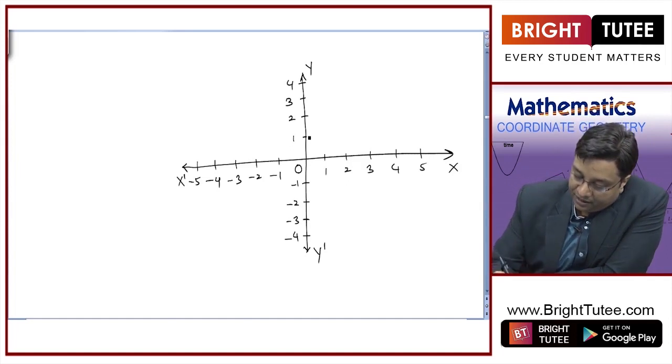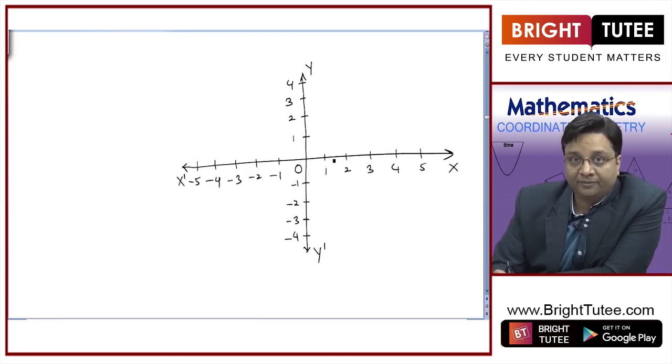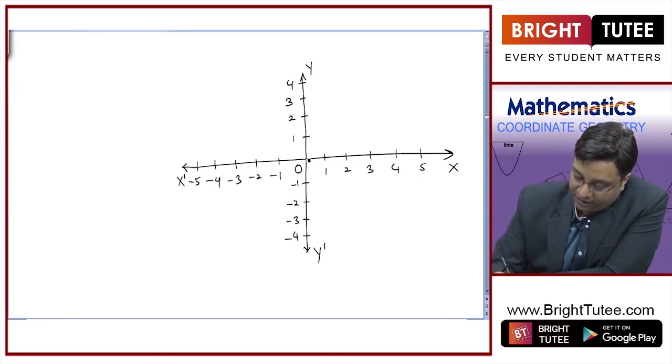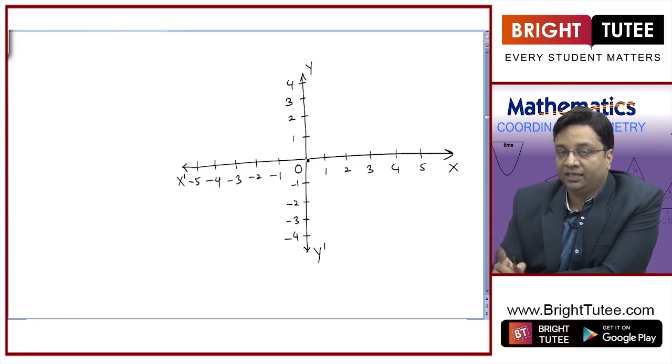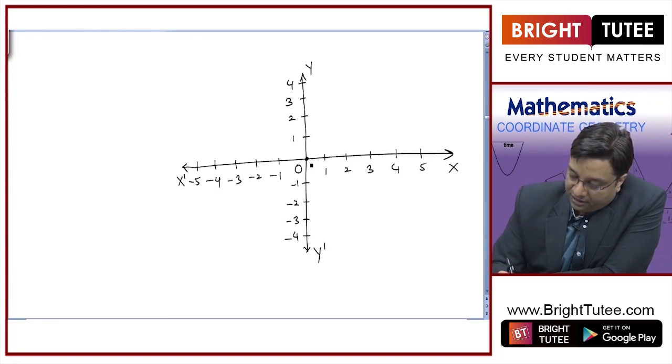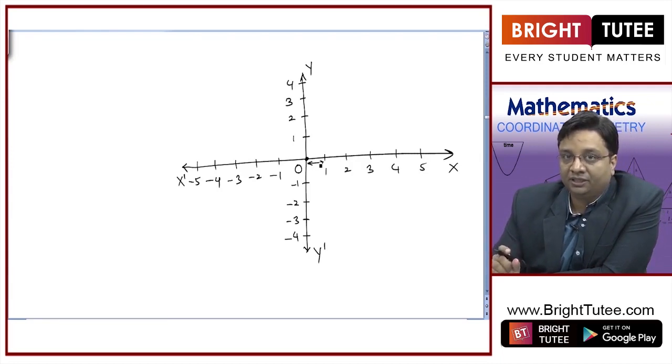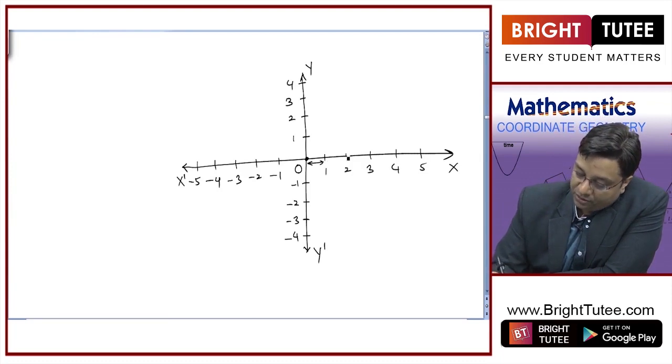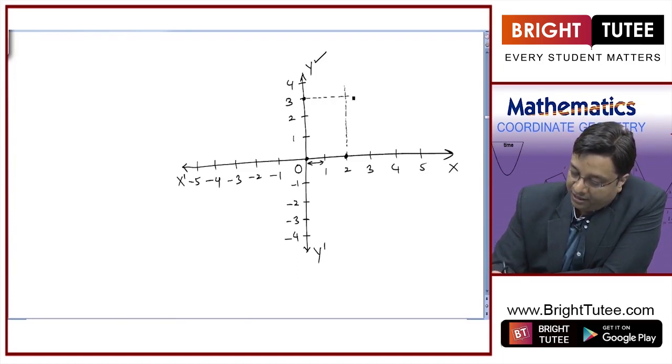Now you tell me, if I want to reach a point which is 2 centimeters towards the right and 3 centimeters above this point here, right? 2 centimeters towards the right and 3 centimeters above. These gaps or divisions I have made of 1 centimeter each. Now I will raise a perpendicular line here, or a line parallel to this y-axis, and I will draw a line parallel to the x-axis also. These lines will meet at a point.